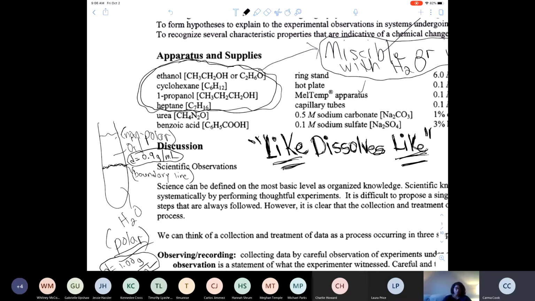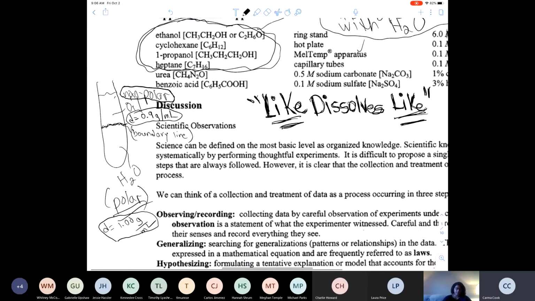Oil is a nonpolar liquid, whereas water is a polar liquid. So the rule for trying to dissolve two liquids in each other is like dissolves like. Water is only going to be able to dissolve other liquids that are also polar. So if you try to dissolve a nonpolar liquid like oil in water, it's not going to happen.